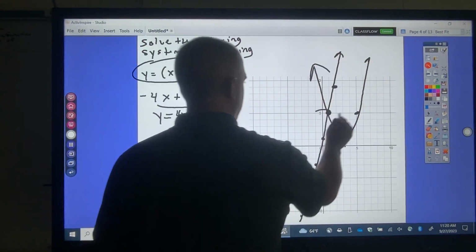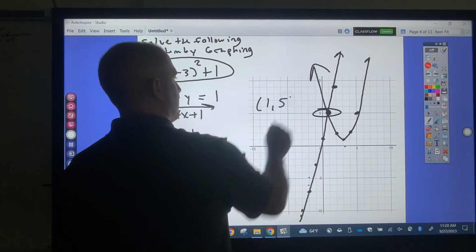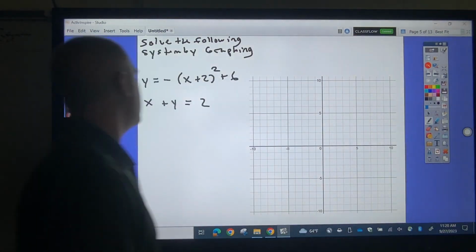And the solution to that system is right there. That would be 1, 5. All right, let's do another one.